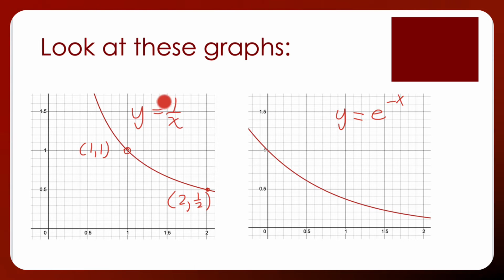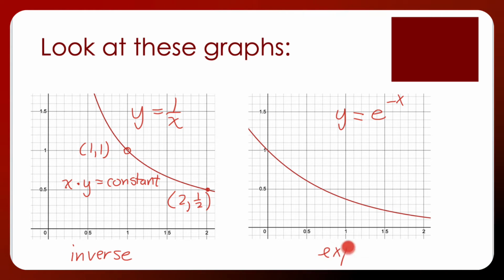Now, I do have the number 1 here in the numerator. It could be a different value, but for all of these inverse graphs, I will have my x value multiplied by my y value equaling a constant. In this case, my constant is 1, but it could be any value. So take any 2 points, double check that this is true, and it will be an inverse relationship, where this one is an exponential.